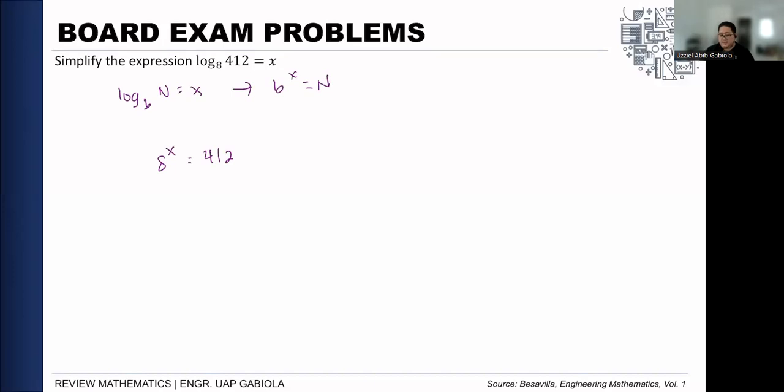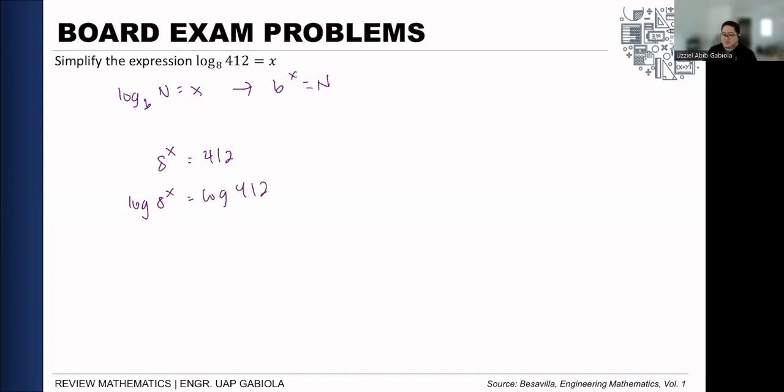And then, para ma-simplify natin, pwede tayo mag-introduce ng logarithm. Pag nag-logarithm ka sa one side, dapat yung left side, i-logarithm mo din. Kasi nga, kailangan mag-remain equal yung equation mo. No? So, log 8^x equals to log 412.